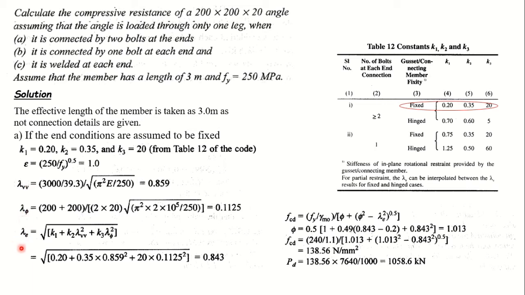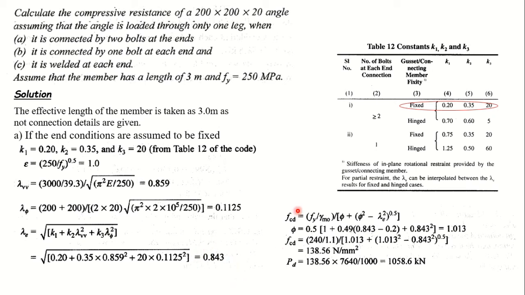Now the equivalent slenderness ratio will be the square root of K1 plus K2 into lambda VV square plus K3 into lambda phi square. So this is 0.843. We will take this as our non-dimensional slenderness ratio lambda.